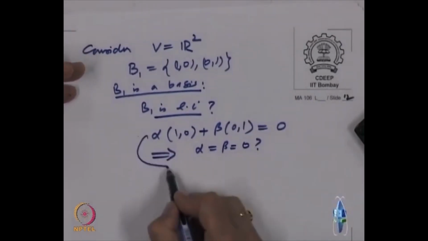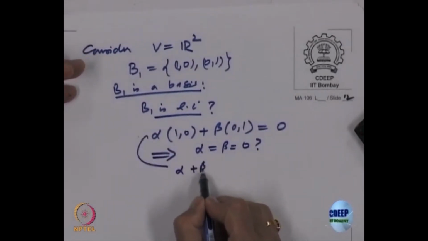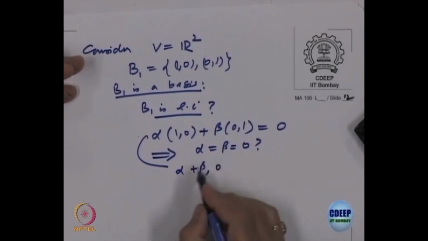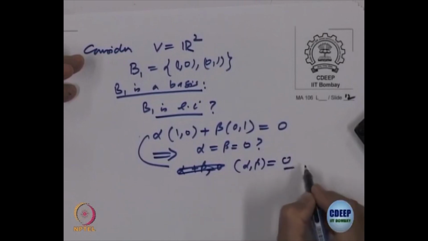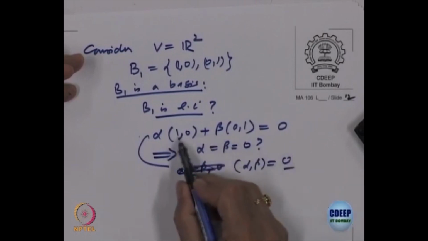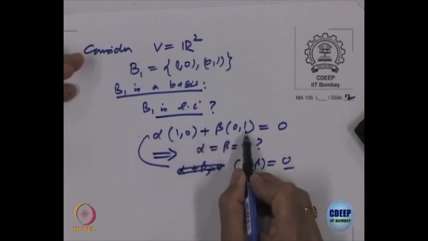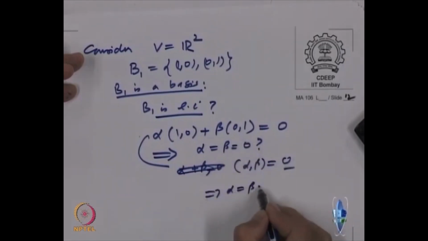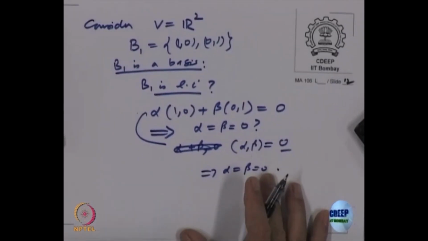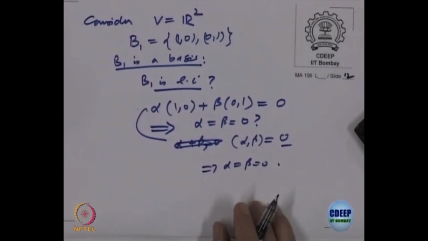So, what is this equation? That is the same as saying (alpha, beta) equal to (0, 0), that is alpha times (1, 0) plus beta times (0, 1) gives (alpha, beta), and that implies alpha equal to beta equal to 0. So, it is linearly independent. I should check either that it is maximal, or that everything is generated; either is okay.